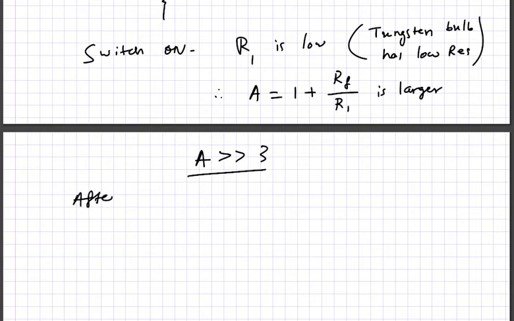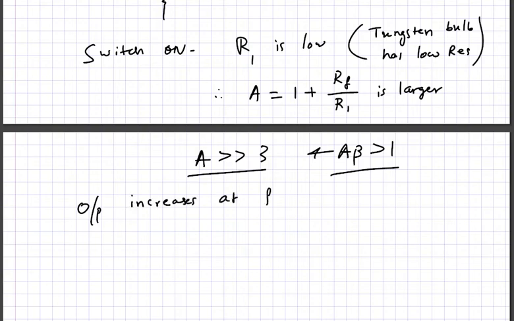So then there happen to be oscillations of large amplitude, and A beta is much greater than, or let us just say greater than 1. And oscillations are built up at the resonant frequency. Okay, output increases at f naught.